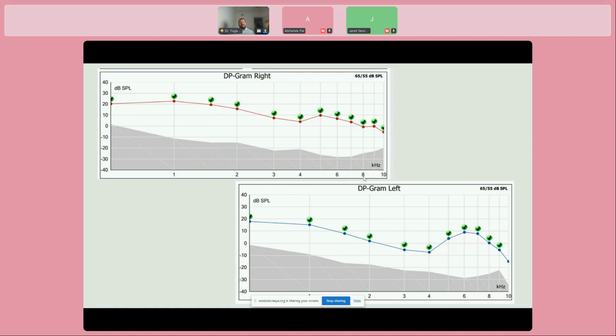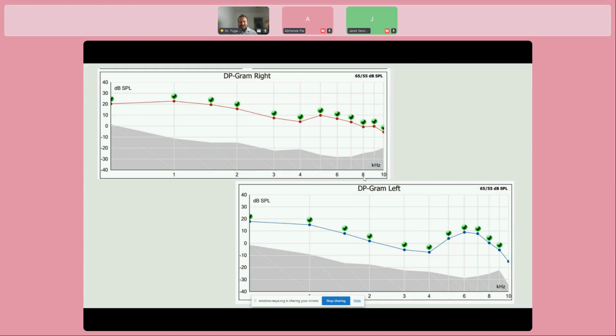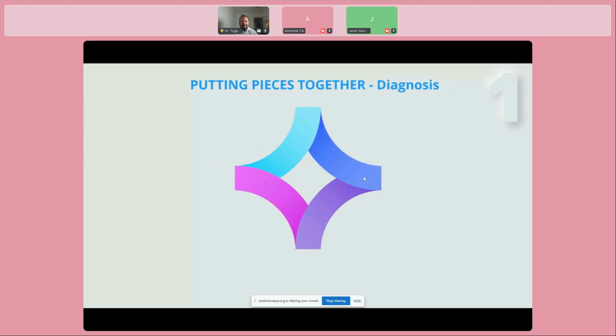And let's look at these DPOAEs. Isn't that amazing? You have almost profound hearing loss on the right side and moderately severe to severe hearing loss on the left side. Boom. The OAEs are absolutely normal. What do you think? That is exactly what we have. There are so many pieces that don't come together if you look at them piece by piece. This is exactly the issue.